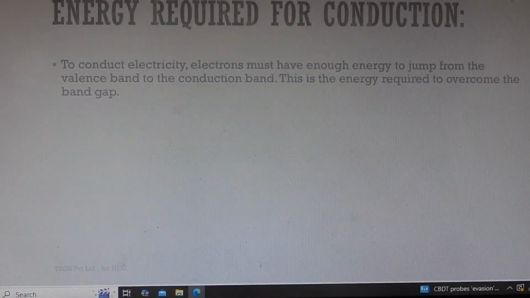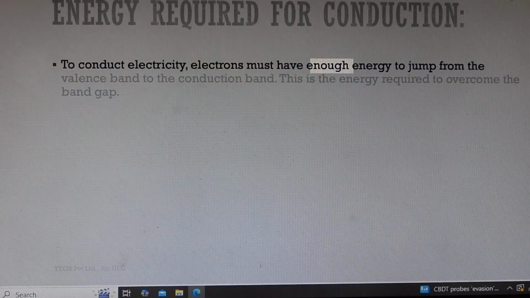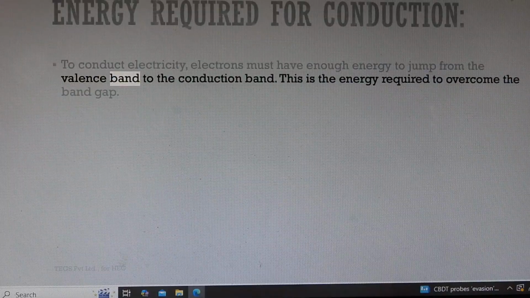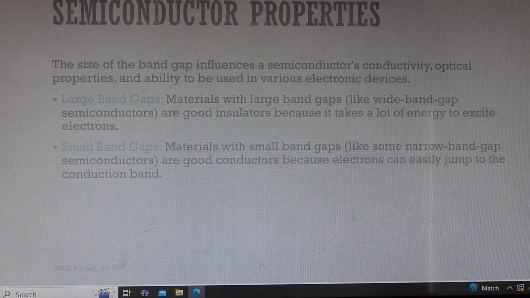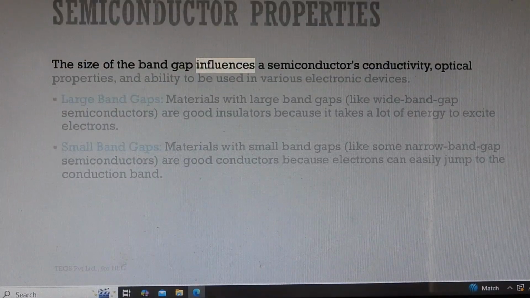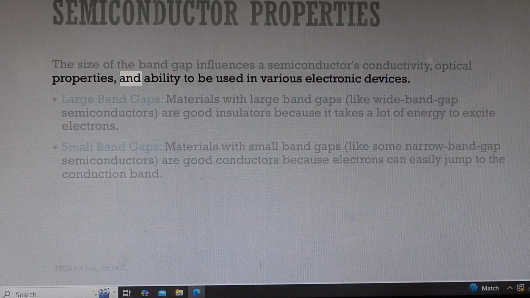Energy required for conduction. To conduct electricity, electrons must have enough energy to jump from the valence band to the conduction band. This is the energy required to overcome the band gap. Semiconductor properties. The size of the band gap influences a semiconductor's conductivity, optical properties, and ability to be used in various electronic devices.